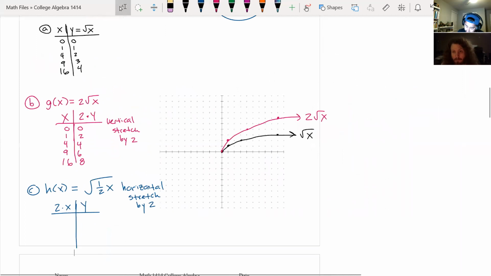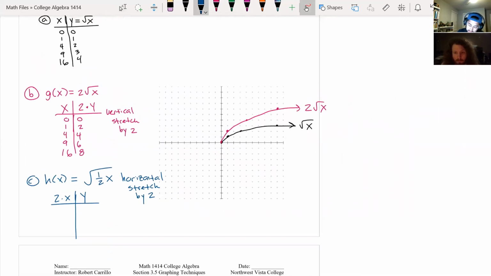So from the above, you are just going to take the parent function's x values and multiply them all by 2. So 0, 2, 8, 18, and 32. And then your y values will stay the same. 0, 1, 2, 3, 4.